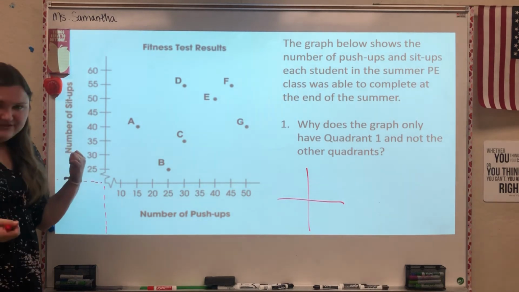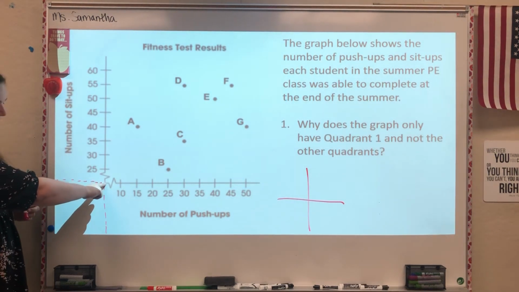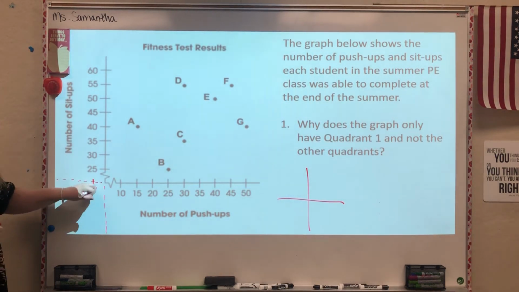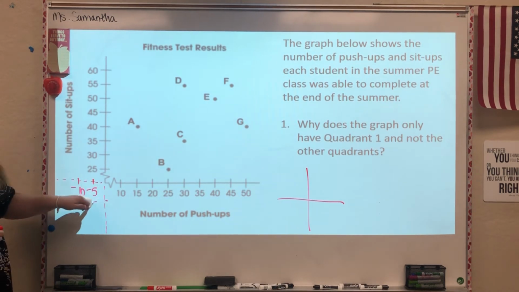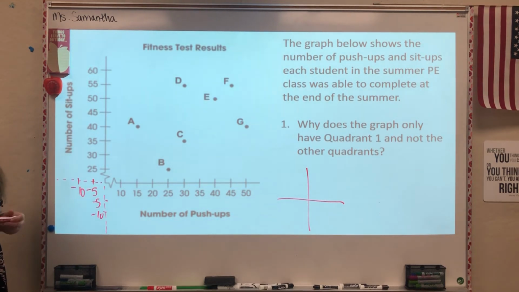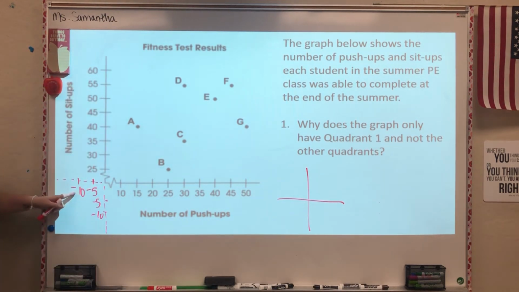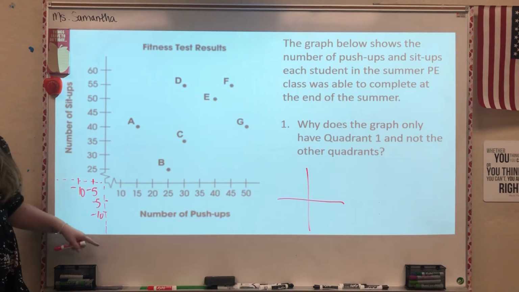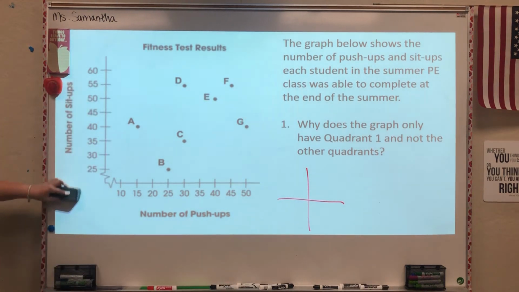Well, if it had continued in that direction, what would it have said? 0 is right here where those lines intersect. So back here would have been like -5, -10. Same thing down here. We'd have -5, -10, -15. Why don't we want that? Well, it depends on what we're talking about. Here I'm talking about number of push-ups. You can't have negative push-ups. And here it says number of sit-ups. You can't have negative sit-ups. That is why they took out the negative.